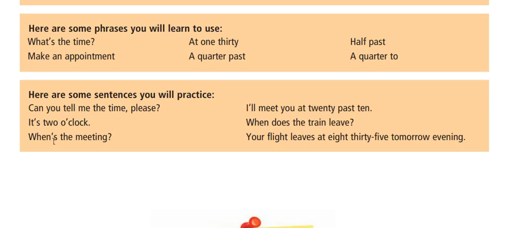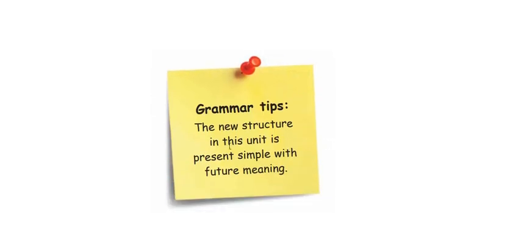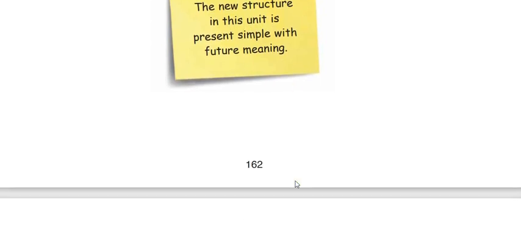Can you tell me the time, please? It's 2 o'clock. When is the meeting? I will meet you at 20 past 10. When does the train leave? Your flight leaves at 8:35 tomorrow evening. Grammar tips. The new structure in this unit is present simple tense with future meaning.